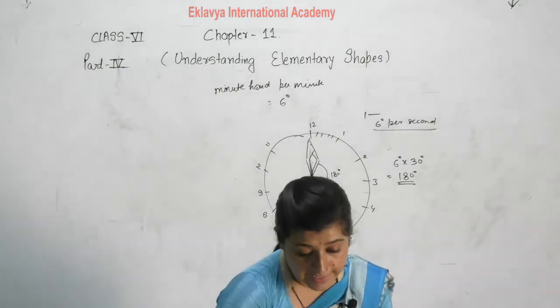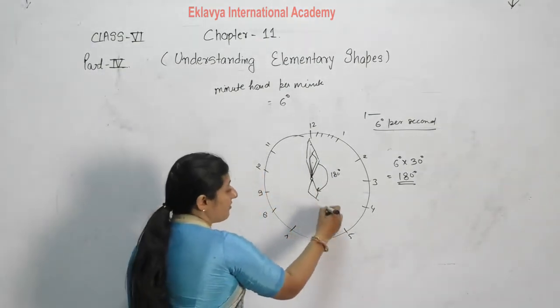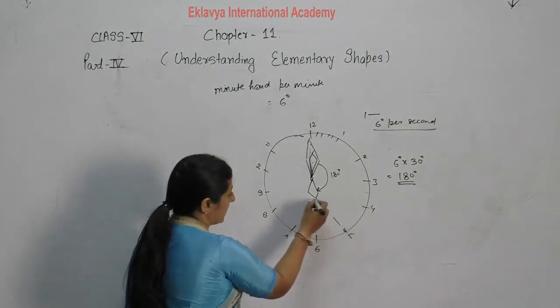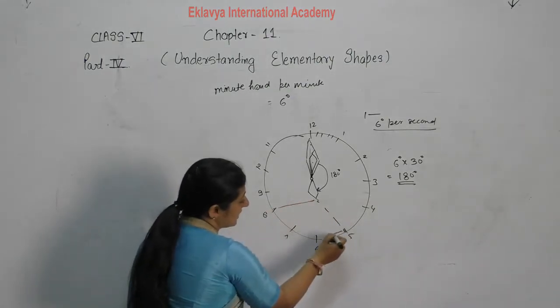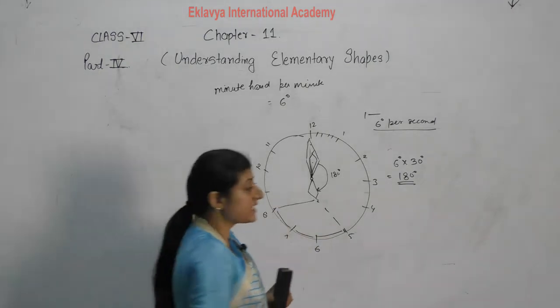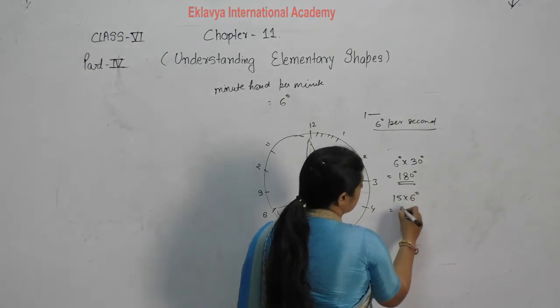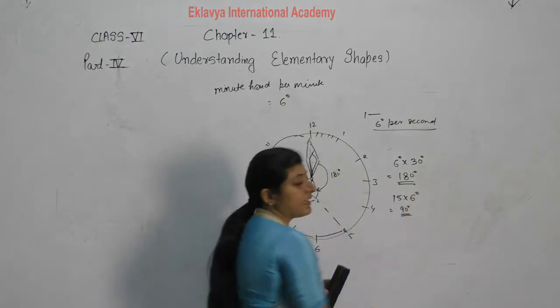Next, when the second hand has moved from 5 to 8, second hand 5, then 8. Then you can see there are 5, 5, 10, 15. 15 seconds between 5 to 8, and in 1 second 6 degree, it means total how many degree? 90 degree.